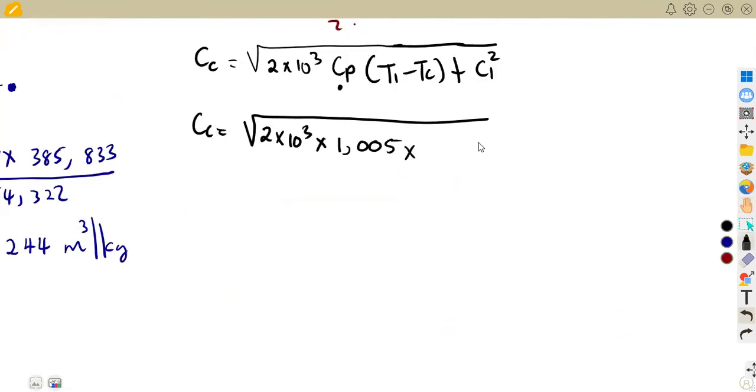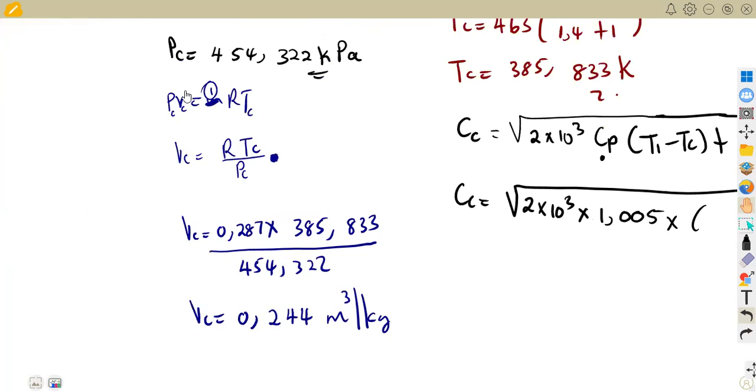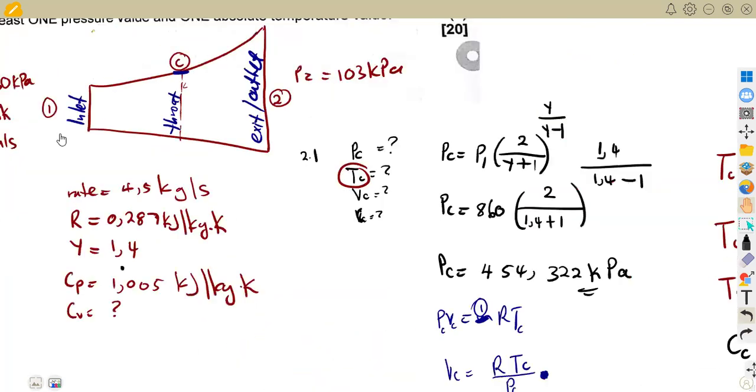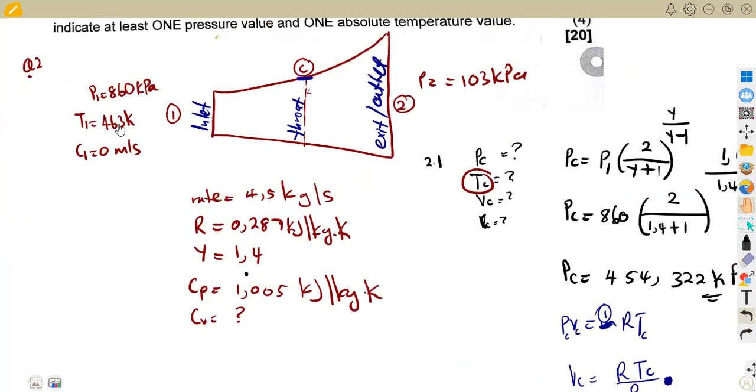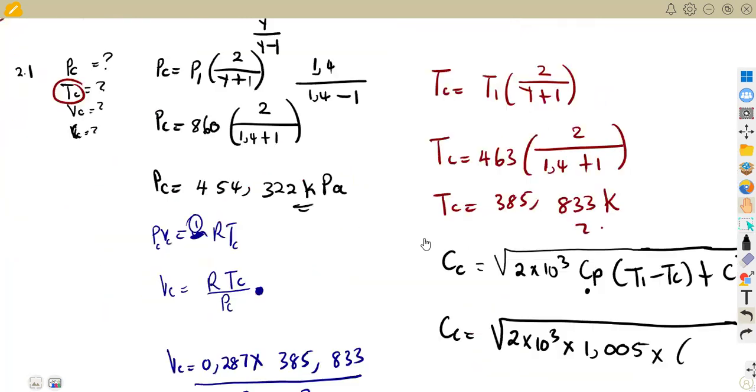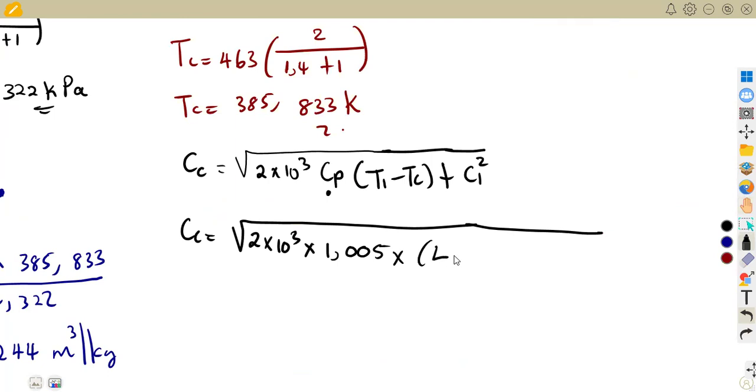1,005 times the change in temperature, T1 minus Tc. We have got the inlet temperature T1. Remember, we have got our T1 here as 463 Kelvin. So this is 463 minus Tc. We calculated our Tc here, it was 385,833. All right, plus the inlet velocity, and the inlet velocity, we are told that it's negligible, it's not considered. So that's a 0 there.